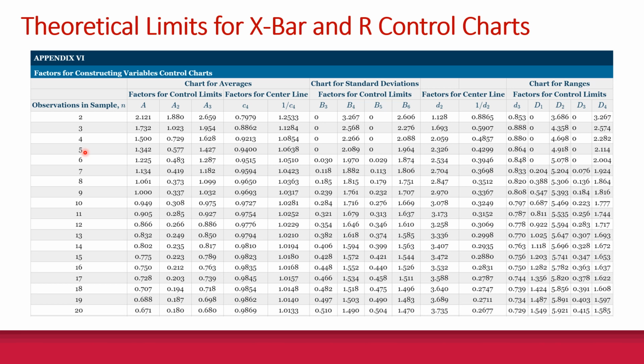For example, let's go back to making cookies. We have an assembly line making cookies, and let's say at noon we take 10 cookies from the production line. That would be our sample size N. Then we would follow to the right and get the factors for the constants, the D3 and D4 and that sort of thing, right off of this chart. I'll show you how to do this in an example later, but I wanted to point out that these constants come from a table in the back of the book.